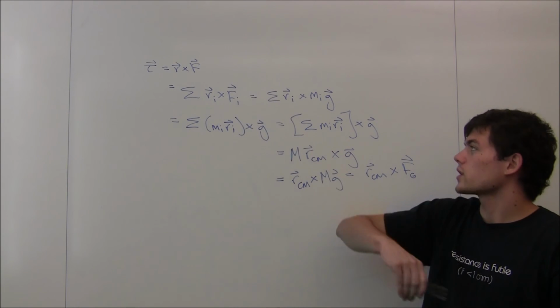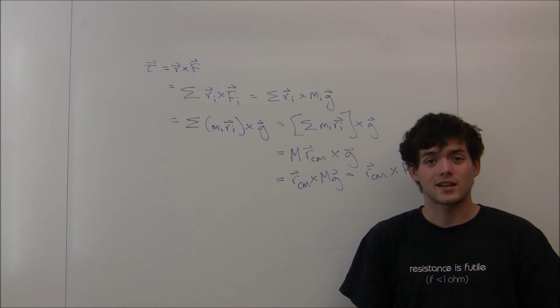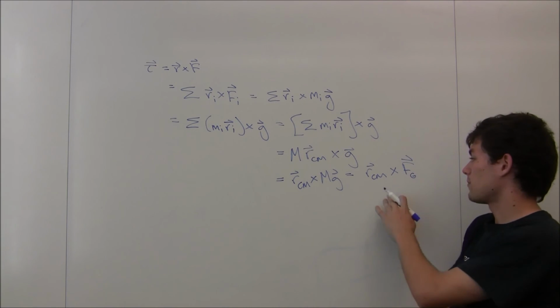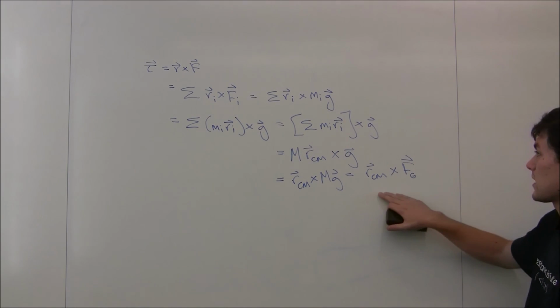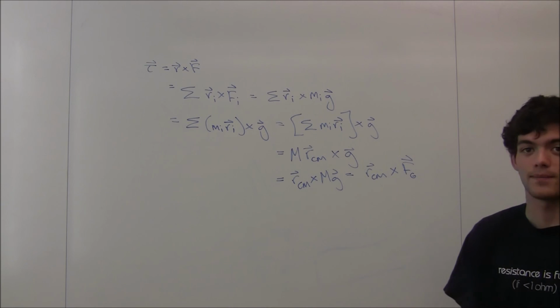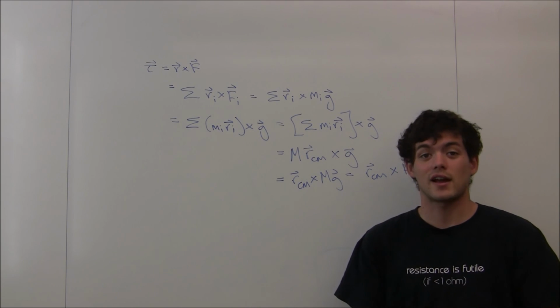We were trying to prove that the torque due to gravity on an extended object acts as if it is a single force of magnitude big Mg that acts at the center of mass. And that's exactly what this expression is telling us. This is the radius, or the distance vector to the center of mass, crossed with the total force of gravity upon the entire extended object.